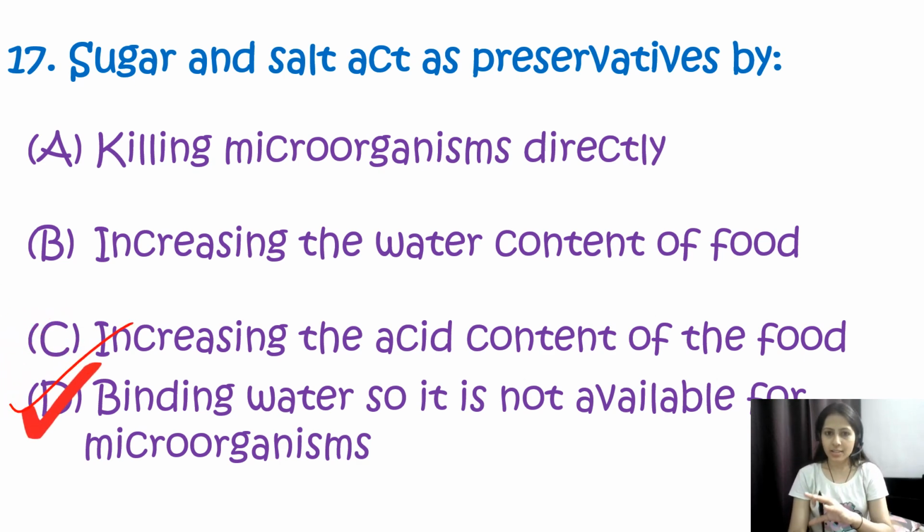Actually, microorganisms require water to grow as well as to reproduce. Both sugar and salt have the ability to reduce the water activity. So this reduces the water activity of the food by binding the water molecules, thereby creating an environment where the microorganisms cannot survive or thrive. This process is also known as osmotic pressure. So the correct option is D.